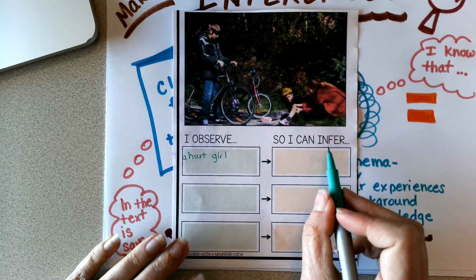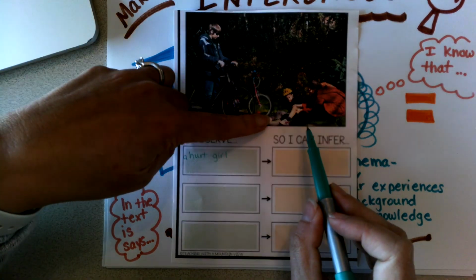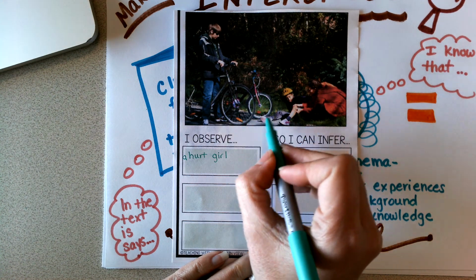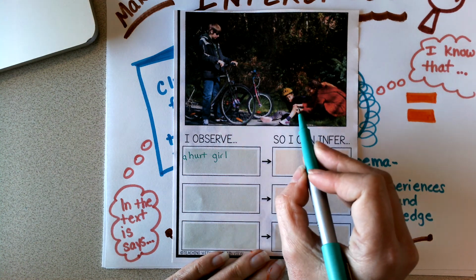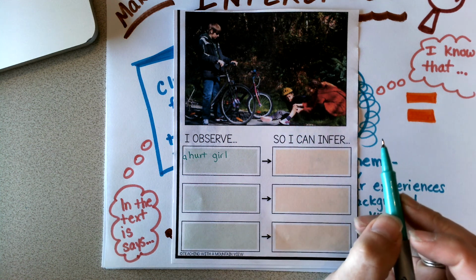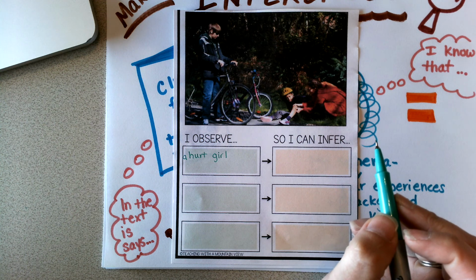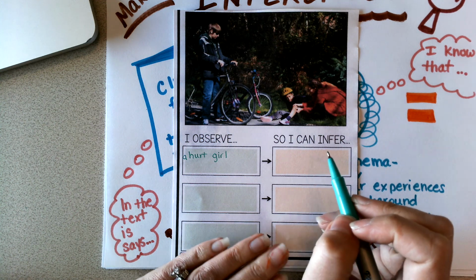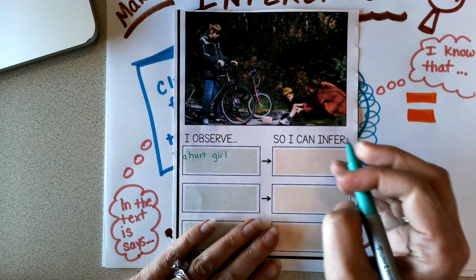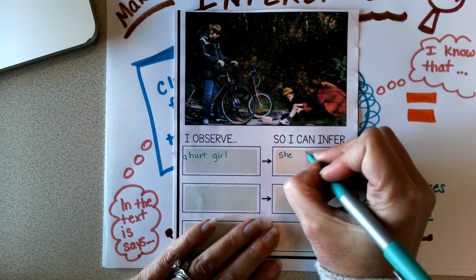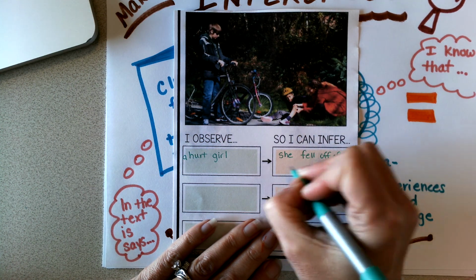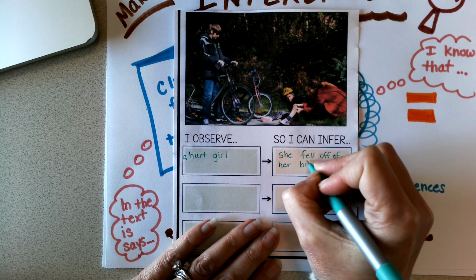Based on that, I can infer. I see that there's a bike here. I see that she's down. She has her helmet on. It looks like her knee is hurt. Based on my experience with my children, I can also infer, putting those two together, that she fell off her bike. So I observe a hurt girl, so I can infer she fell off of her bike.